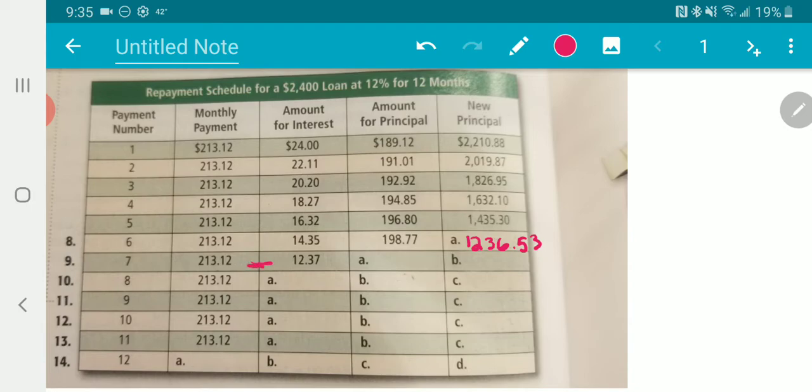So I would take that $213.12 and subtract my interest of $12.37 to get $200.75 going towards my principal. Now, again, same thing. We're going to take that and subtract it from that previous principal of $1,236.53 minus that 200.75. And my principal again goes down to $1,035.78.